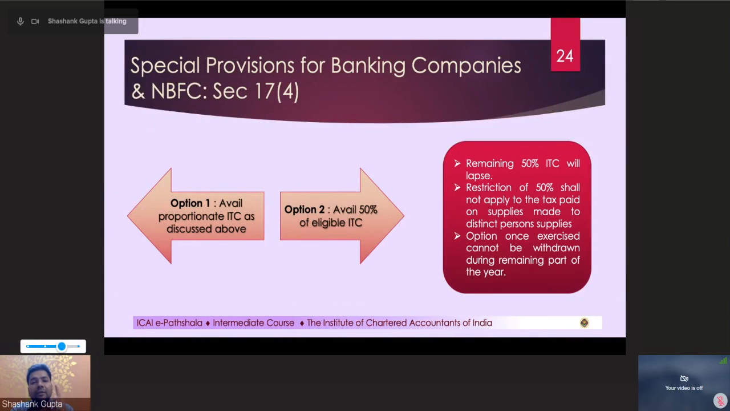And this option has to be exercised for one financial year. Once you've availed one option, whichever you choose, but once you've availed it, then the bank needs to stick with it.